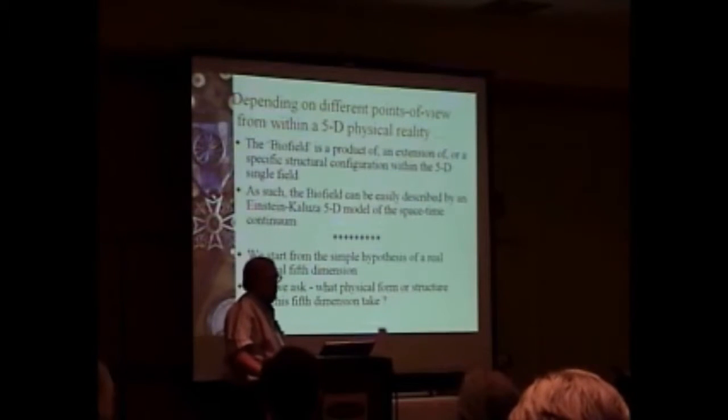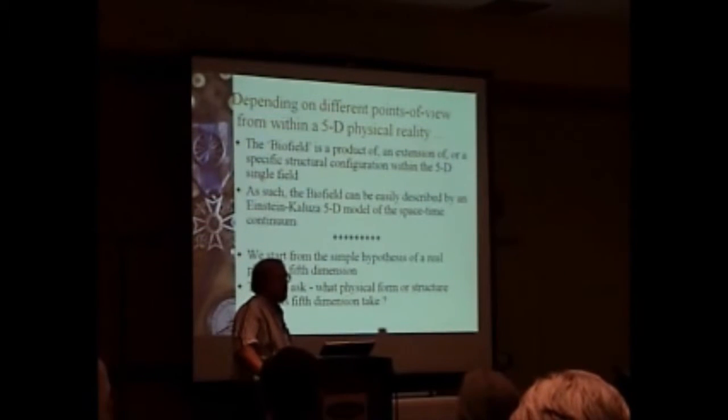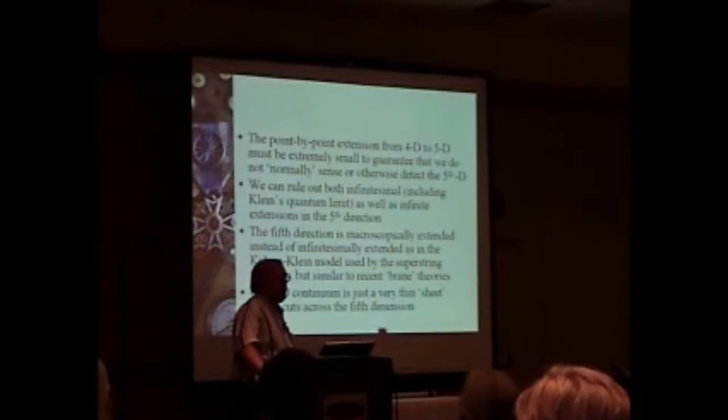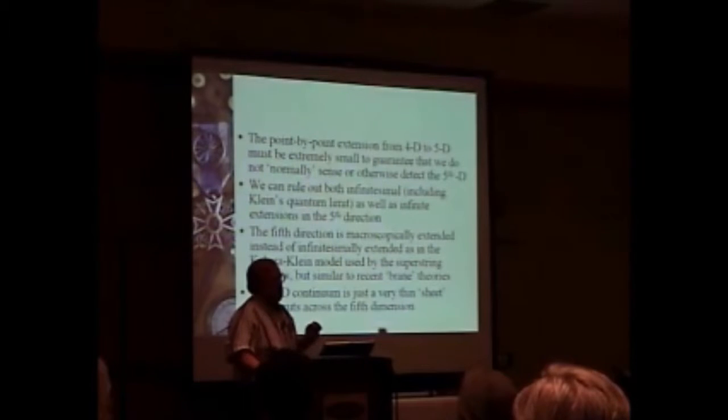Now, I'm starting from a simple hypothesis of a real 5th dimension. Once I assume this hypothesis, we ask, what physical form or structure does this 5th dimension take? In our 4-dimensional space-time, we have points, and each point would be extended in a line in the 5th dimension. But the width of our 4-dimensional space-time must be very, very small because we cannot sense or otherwise detect the 5th dimension.